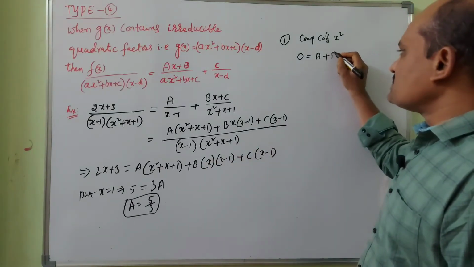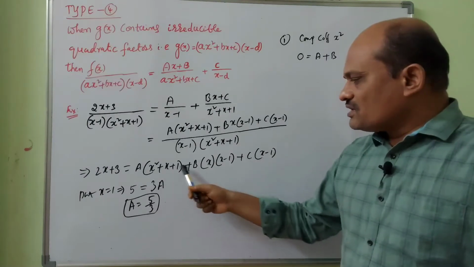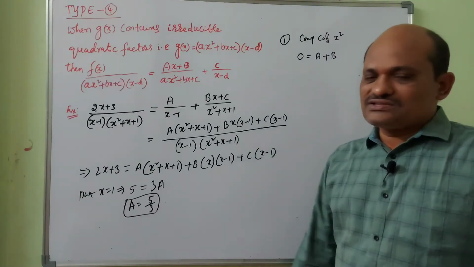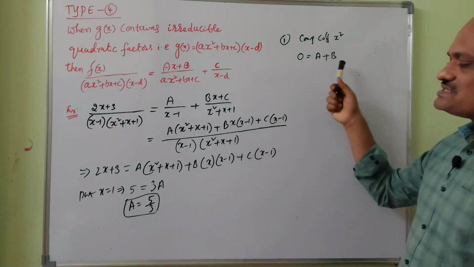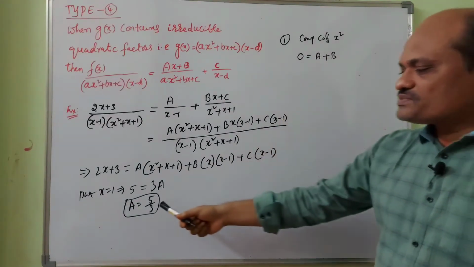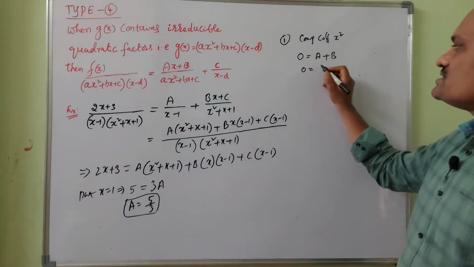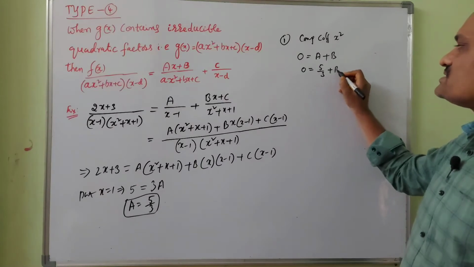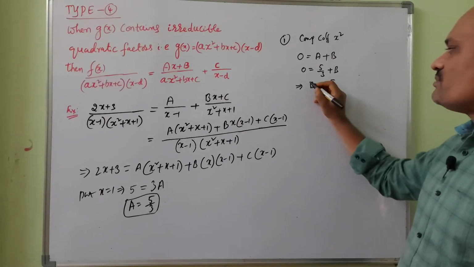So b is also a coefficient of x square. You won't find any x square in the remaining terms. So the coefficients of x square are a and b, and the sum of the coefficients is a plus b equal to 0. Now substitute a is 5 by 3, which we know. 0 is equal to 5 by 3 plus b. That implies the value of b is minus 5 by 3.